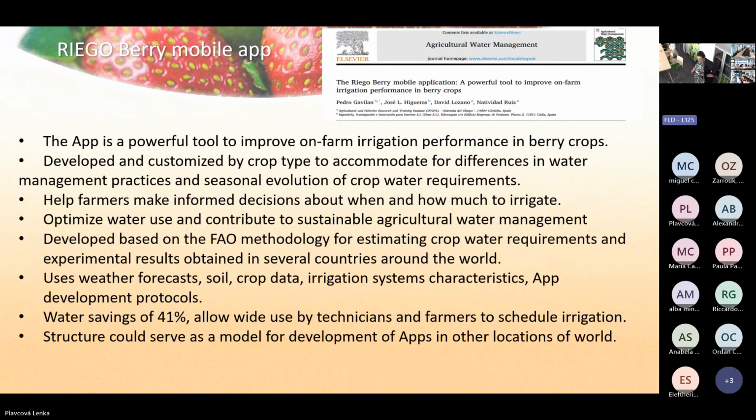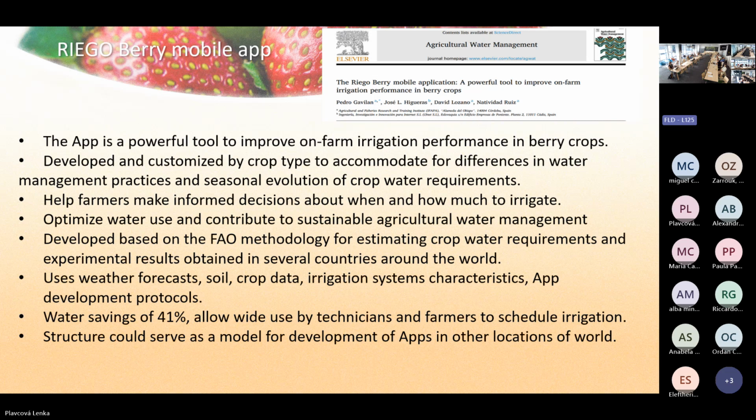I got from Professor Paula this Riego Berry mobile application, which I think is super cool. It's called a powerful tool to improve on-farm irrigation performance in berry crops. It's not just for strawberry. It's for different crops.